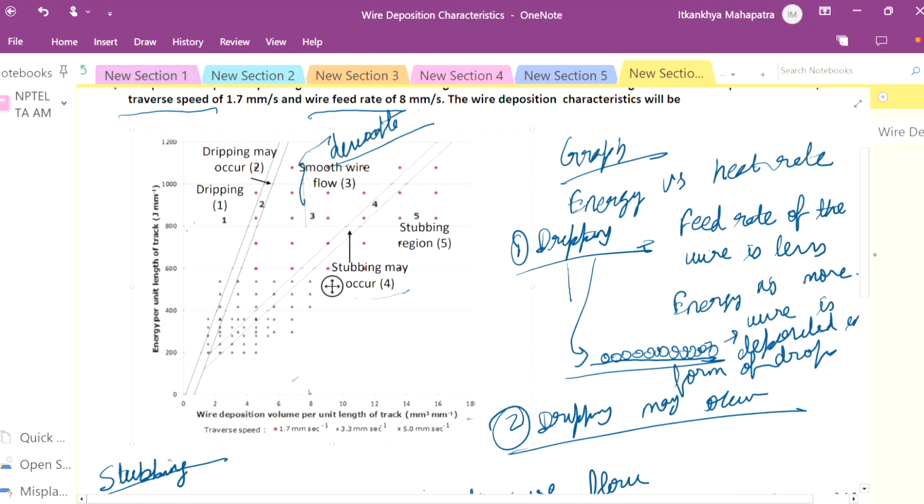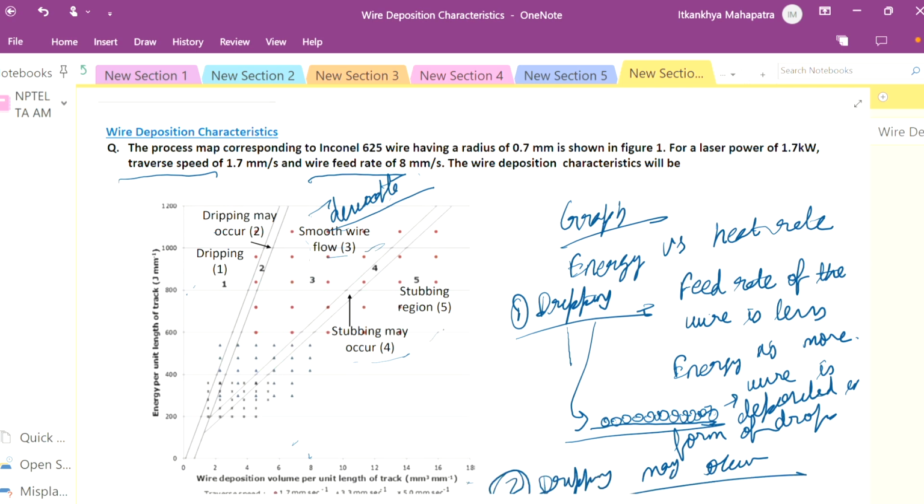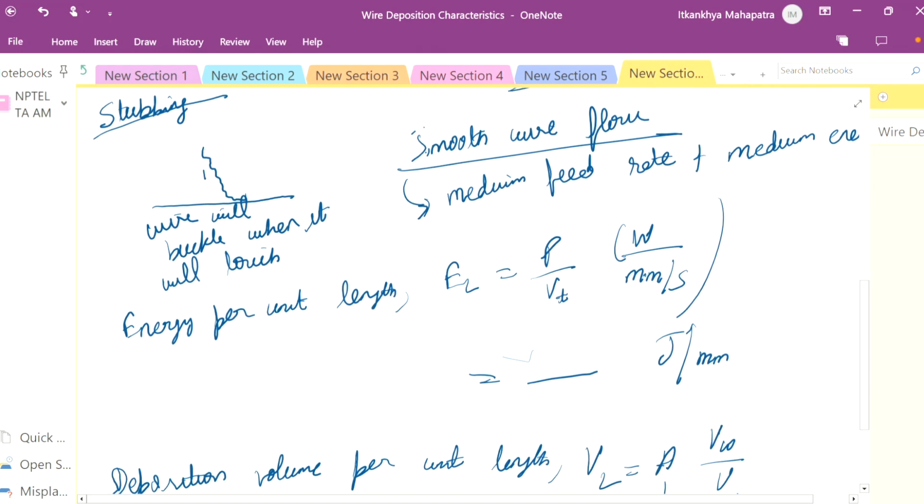Okay, whether it occurs in this range, smooth wire flow range, so by knowing the range you will get to know your wire deposition characteristics, whether it is smooth wire flow or stubbing or dripping. By finding out the value, when you get the answer, you will know it for sure.